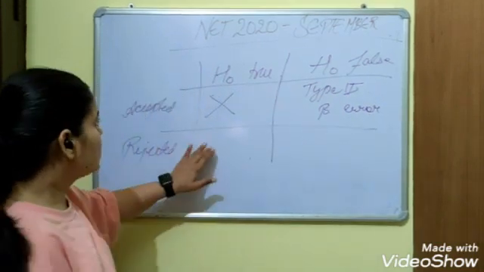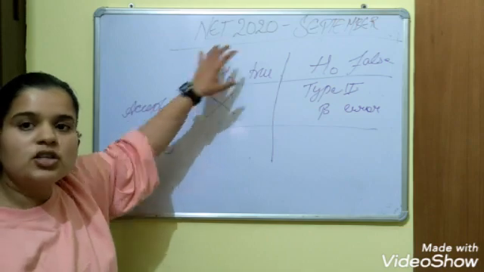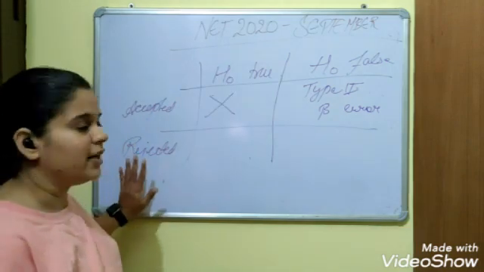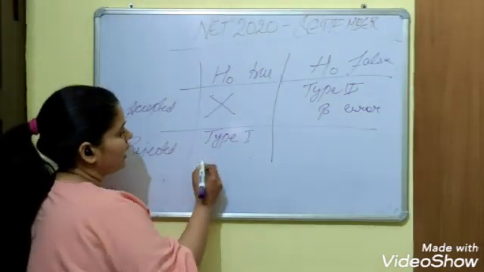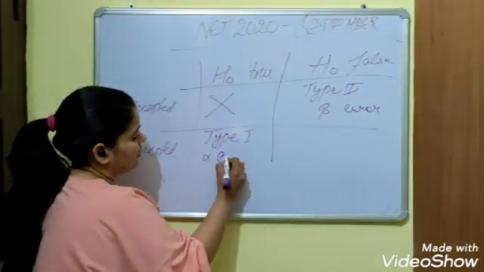Now the third is when the null hypothesis is true but it has been rejected. In this situation, the researcher will make a type 1 error, or alpha error.